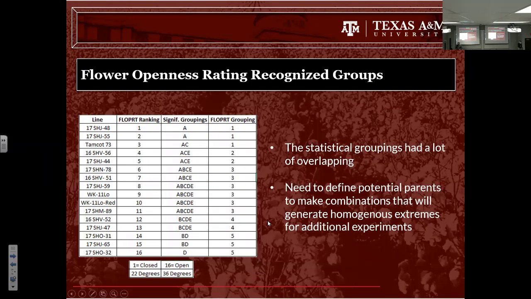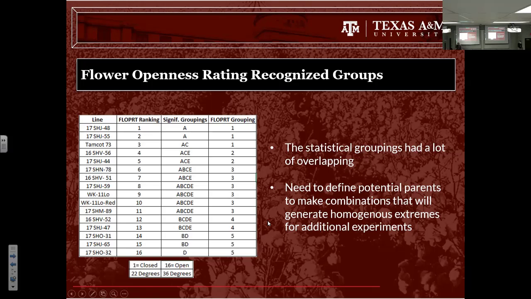So one thing I wanted to do for my project was recognize the groups. So the first thing I did when I got the data was just run it in Excel, average all the flower openness from each plot for the genotypes, and I got a ranking. As you can see there, 1 being the most closed at 22 degrees, and 16 being the most open at 36 degrees. So those are the rankings. But then, for the flower openness, we used LSD, and we got significant groups.